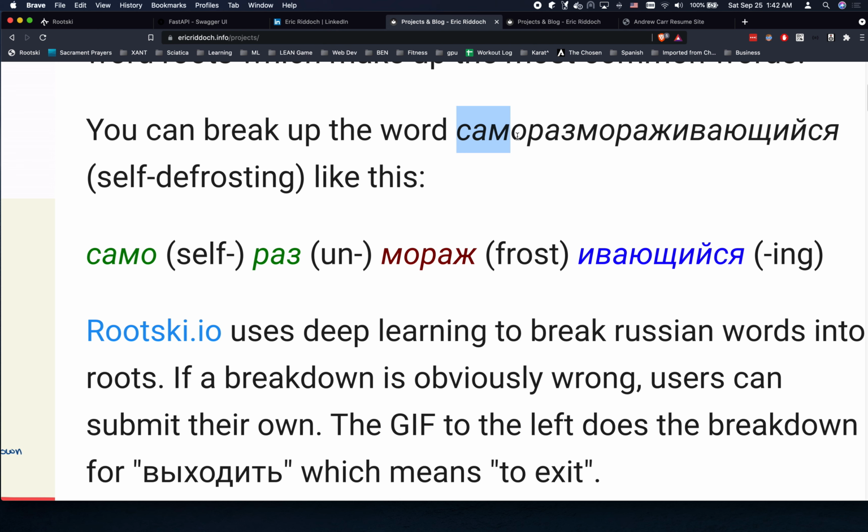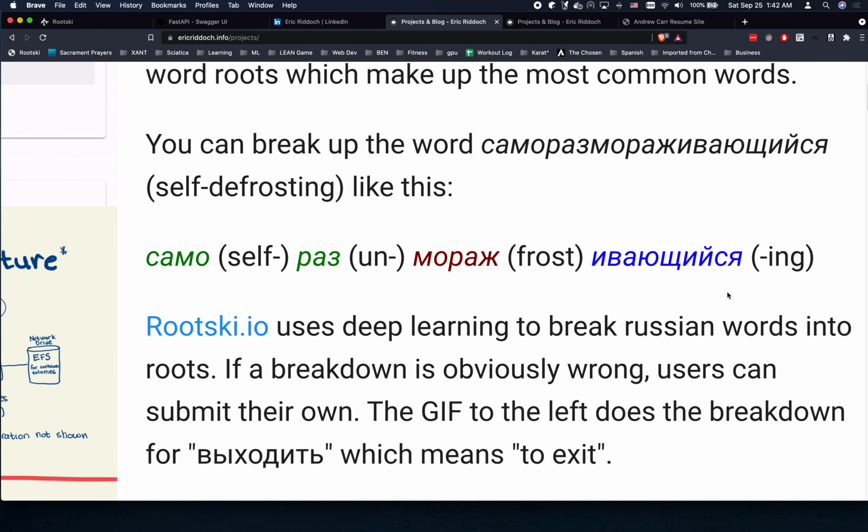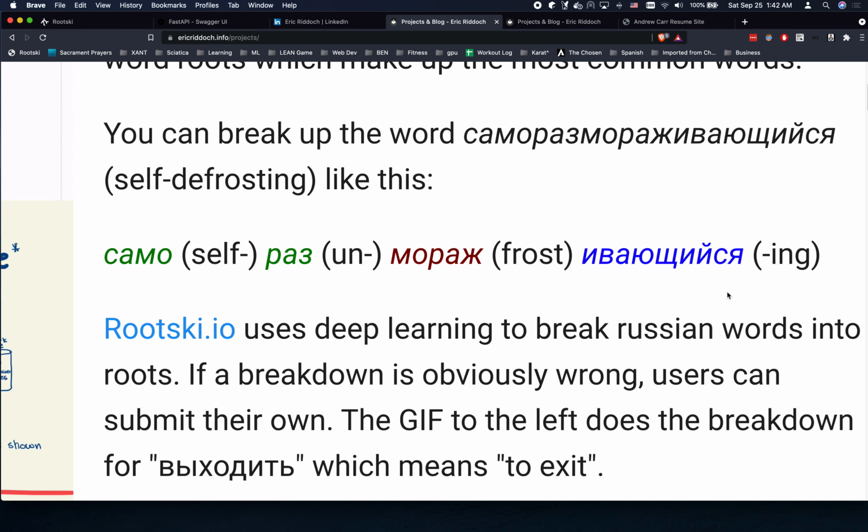So we got "sama", this little green part, that means self, and then "raz", which is like undoing something, and then "moroz" is frost or freezing, and then this last suffix is like, I don't know, it's like a thing, like it turns it into a noun basically. So really this big word means like self unfreeze thing. So yeah, self unfreeze thing, that is totally self defrosting.